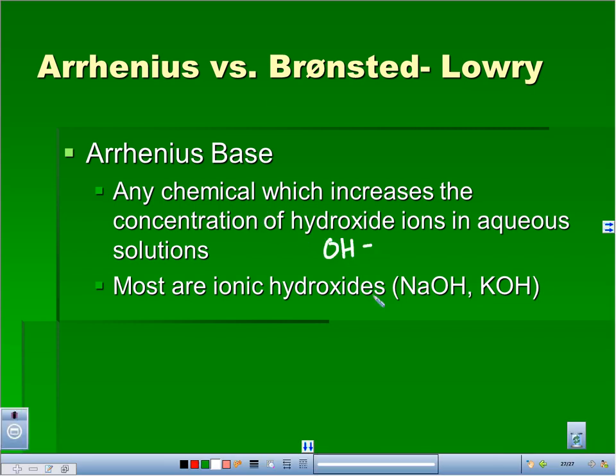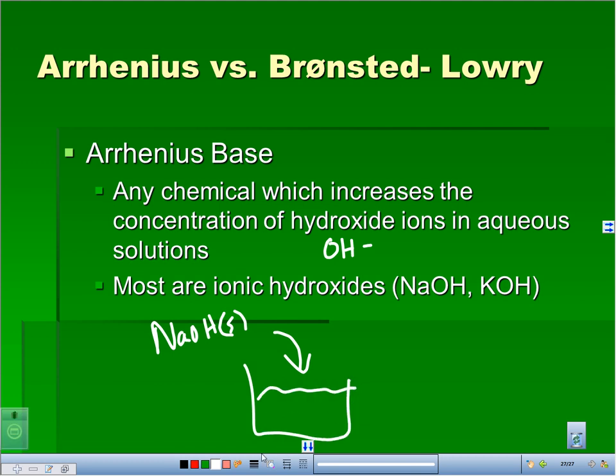OH minus. Okay? So hopefully it makes sense to you that if I take NaOH as a solid and throw it into a beaker of water, what types of ions am I going to get? That ionic substance breaks apart into Na+ and OH-. So pretty easily, I can increase the number of OH- by just taking a solid hydroxide and dissolving it in water. So that's definitely a base. It's increasing the number of hydroxides in solution.